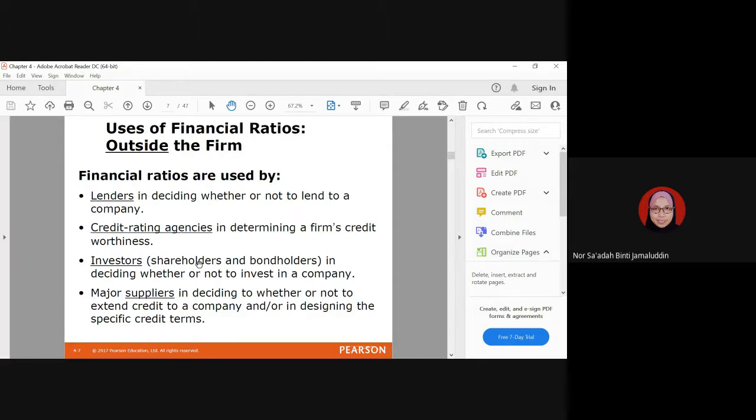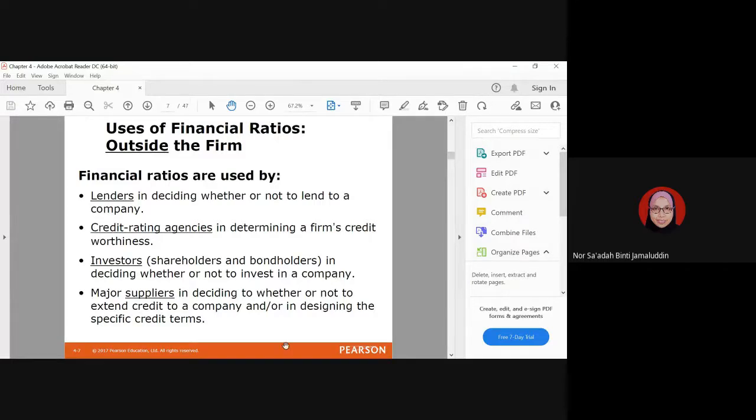Okay, investors, shareholders and bondholders in deciding whether or not to invest in the company. Okay, let's say we want to invest in terms of common stock or preference stock in the company, so we will use the financial ratio to make a decision either to invest or not in the company.